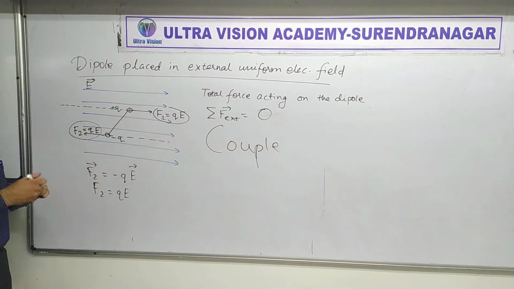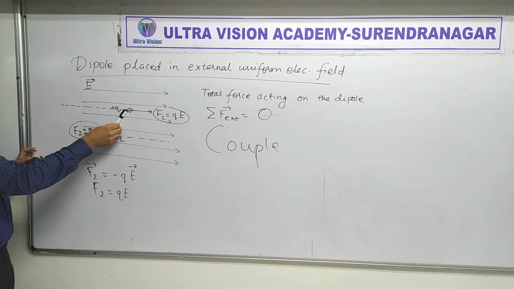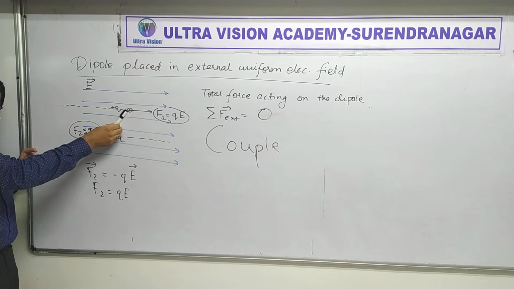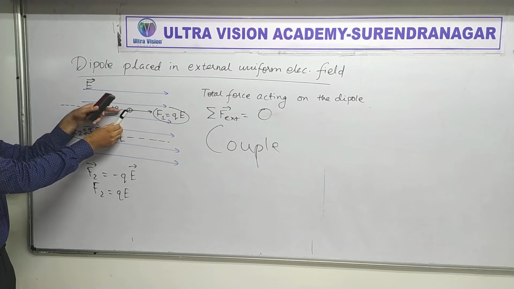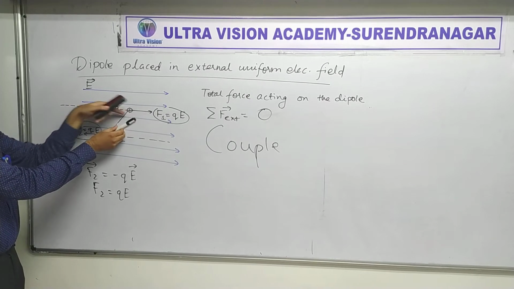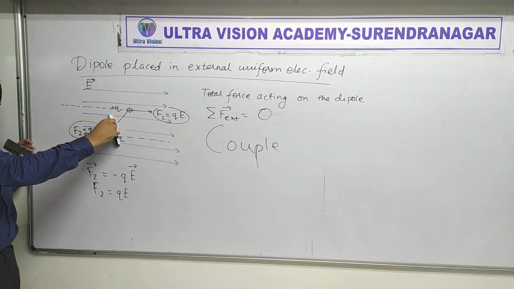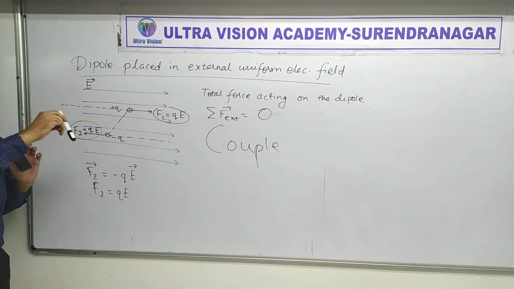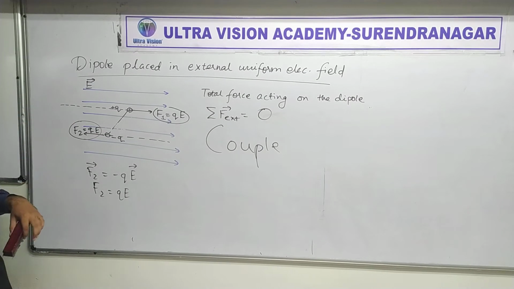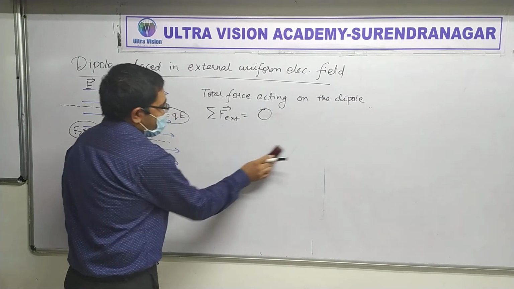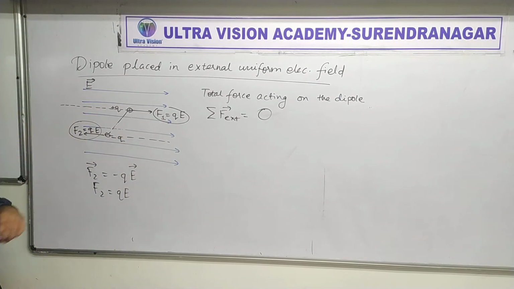Hold a pen instead of the dipole. Do you realize it will rotate? Yes. This force pushes it that way, and this force pushes it this way. So this will start spinning. Got it? Sure. Okay. So basically it's a couple, right?